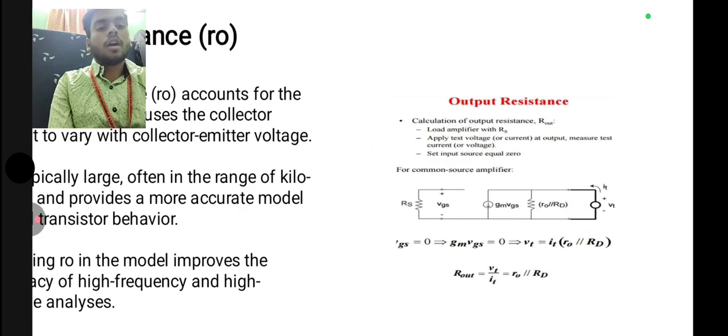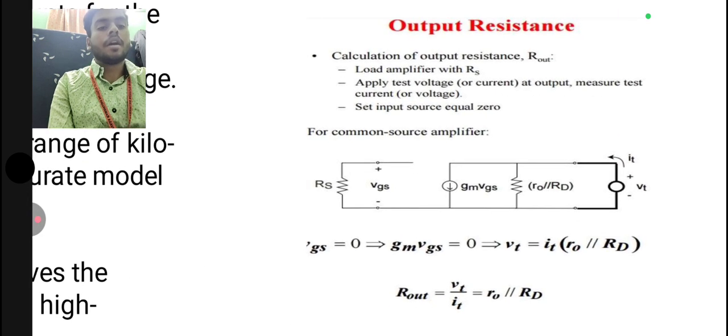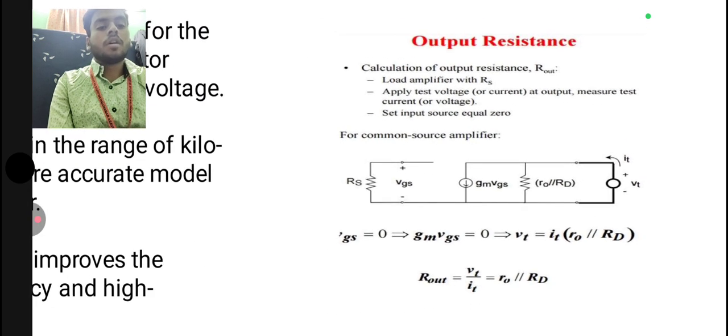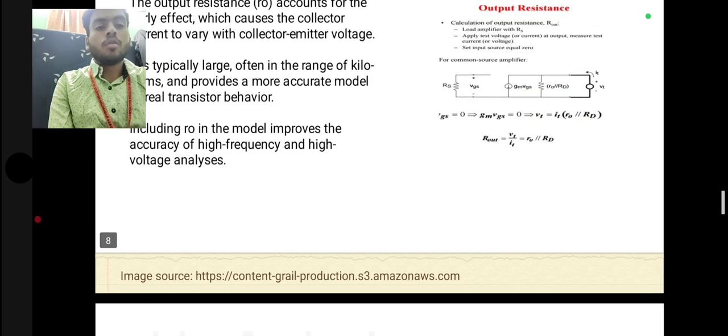Here's the diagram of the output resistance. Here the output resistance ro is in parallel with the dependent source gm vt, and vt is equal to it into ro in parallel. Rout is equal to the output voltage by the input current, where the output voltage is denoted by vt and the input current is denoted by it. So we move on to the next slide.